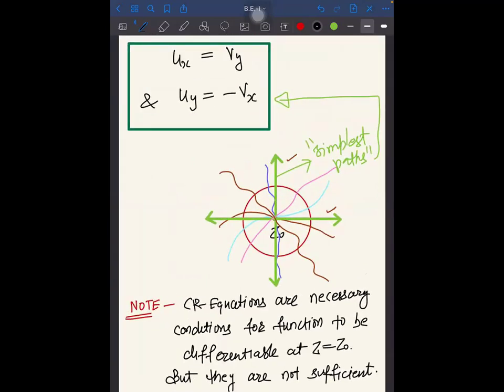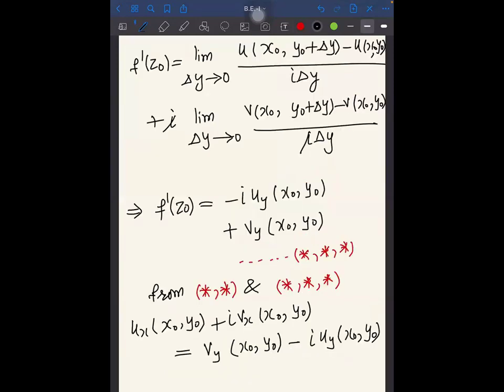Do you understand this? If the CR conditions are not satisfied, you can directly say the function is not differentiable. But if the CR conditions are satisfied, you cannot say that the function is differentiable. It may or may not be. So I am going to do some questions where CR conditions may or may not be satisfied. This is an important point to be discussed. Example.